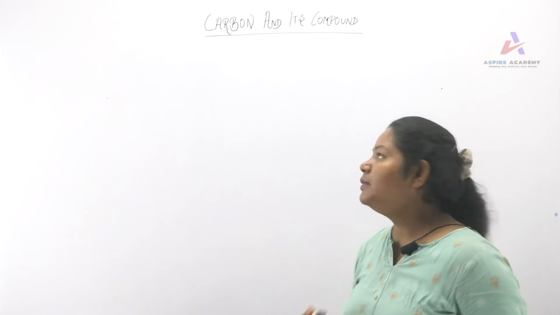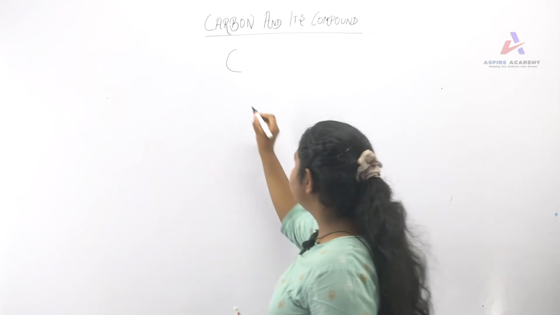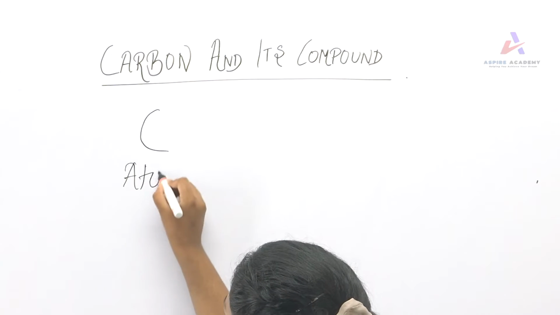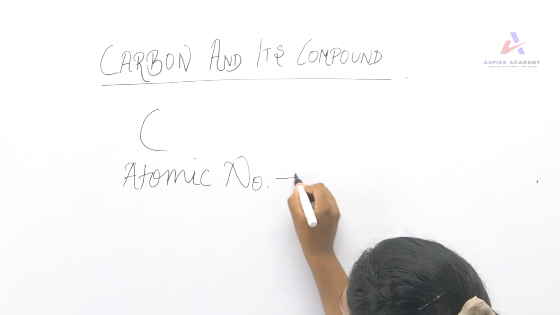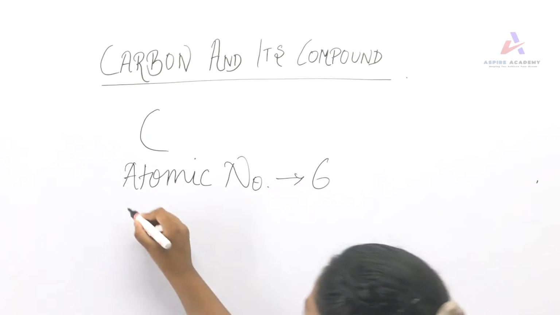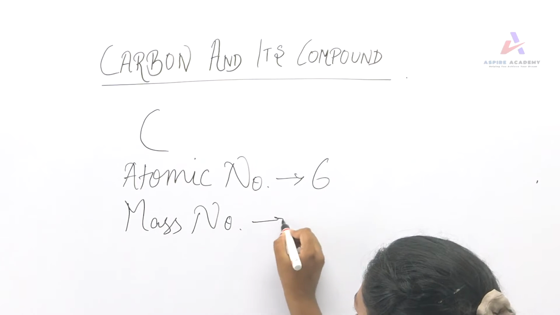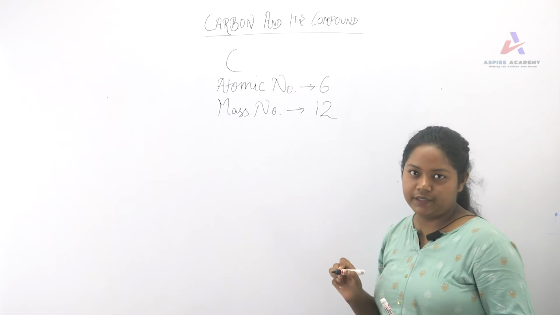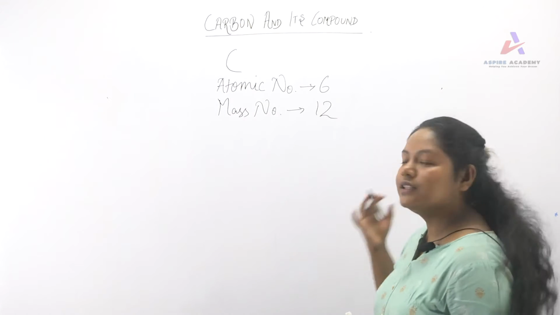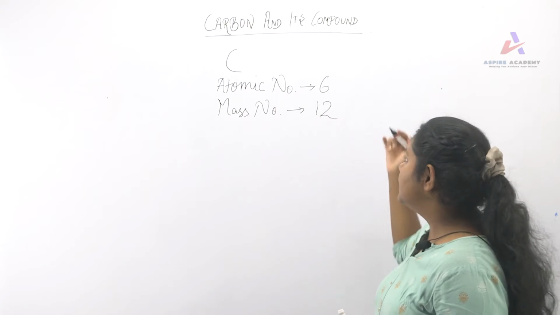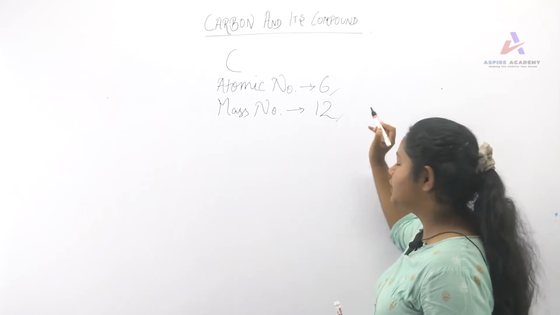I hope you know carbon's symbol is C. Atomic number 6, mass number 12, just the double of it. There is a precise number, but you do not need to know the exact decimal point. What we are concerned about is atomic number 6, mass number 12.